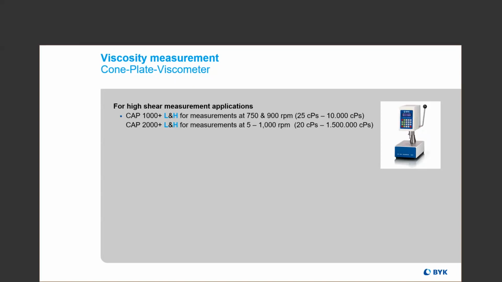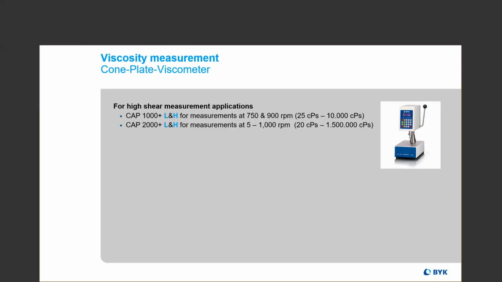But we also have the CAP 2000, which also comes in a low and high version, and these do have variable measurement speeds that you can set anywhere from 5 to 1000 RPM. And where the CAP 1000 is capable of measuring up to 10,000 centipoise, the CAP 2000 can measure up to about 1.5 million centipoise.